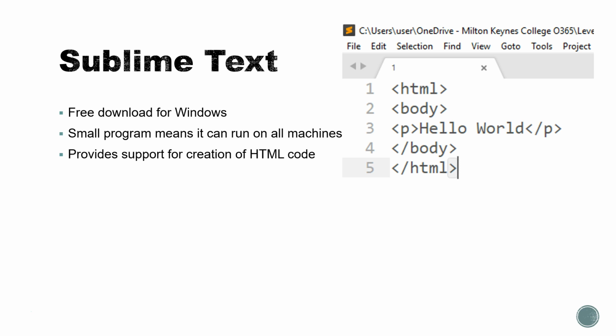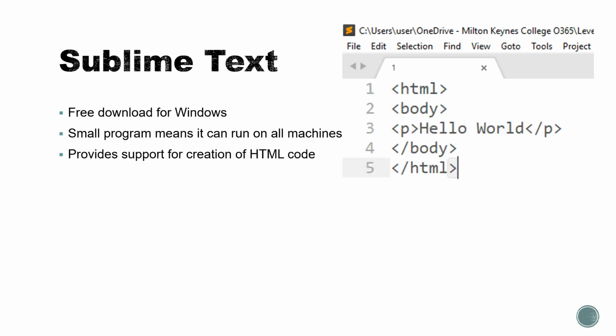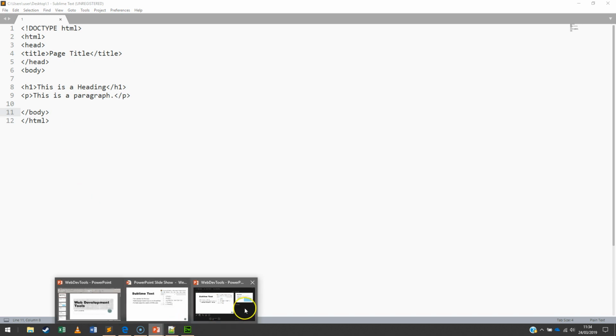Now, one of the things to bear in mind with your Sublime Text, I'll try and find it here. Here it is. So this is what Sublime Text looks like. There is no preview here, but you can do various different things within it. It will help you structure your web pages, and it's quite a nice bit of kit. And I say it's quite popular with web developers.